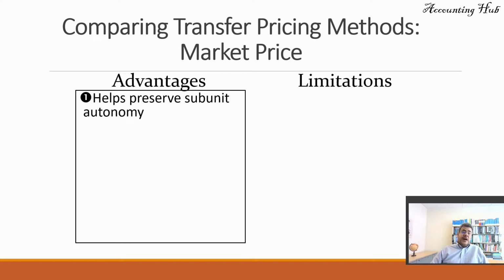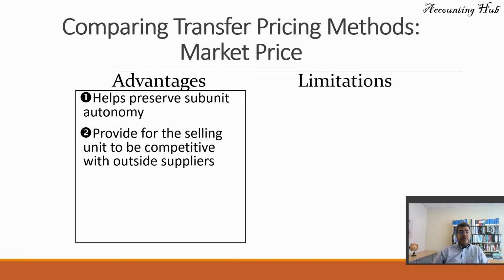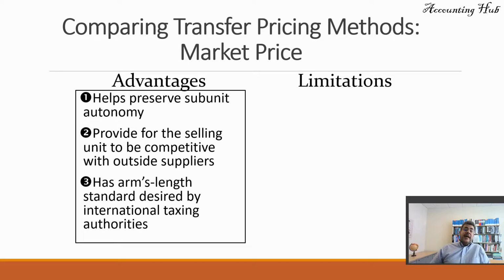Market: the advantage is that it helps preserve subunit autonomy. Instead of selling this component to my own company, I can sell it to a third party, so I will be using the same price. It provides for the selling unit to be competitive with outside suppliers. It has the arm's length standard desired by international taxing authorities. By the way, it's a very important topic for international transfer pricing. Remember, the international transfer pricing video is in our video description.